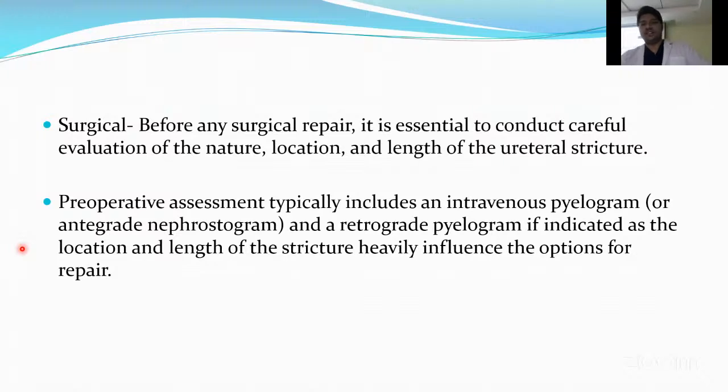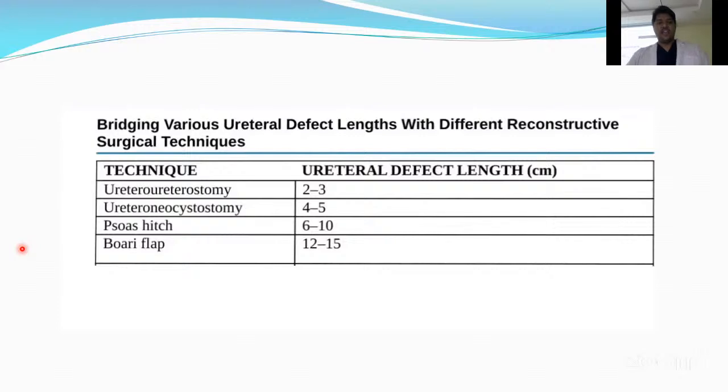Surgical repair. Before any surgical repair, it is essential to conduct a careful evaluation of the nature, location, and length of the ureteral stricture. Pre-operative assessment typically includes RGP and AGP if indicated, as the location and length of the stricture heavily influence the options for repair. Distal, upper, or mid ureteral strictures of up to 2 to 3 centimeters can be treated by ureteroureterostomy, and distal ureteral strictures up to 4 to 5 centimeters can be treated by ureteroneocystostomy.